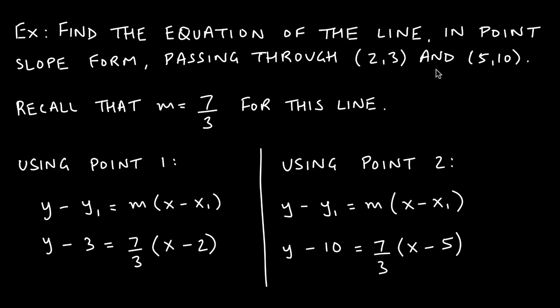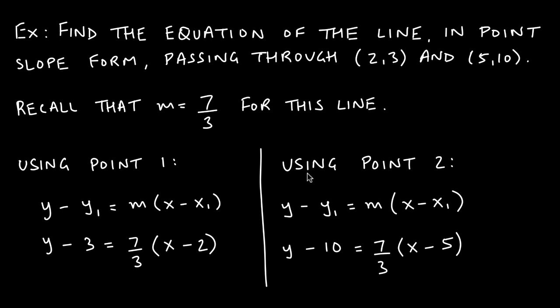Does that still hold when we change to point slope form? So let's verify. If we use the first point, (2, 3), we write down the equation again: y minus y1 equals m times x minus x1. The y-coordinate is 3, so I write a 3 here, equals m, which is 7/3, times the quantity x minus x1. The x-coordinate is 2, so I put a 2 here. And that's it. This is the equation of the line in point slope form.